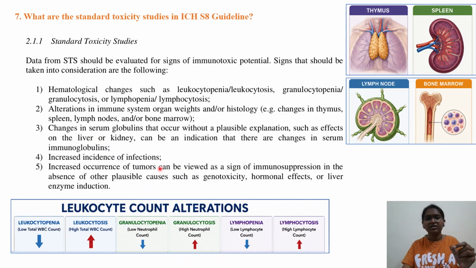Next, an increased occurrence of tumors can be viewed as a sign of immunosuppression. You are developing a new investigational drug. If it is going to suppress your immune system, what happens? Your body will be in a compromised state. As a result, you might get some additional tumors or secondary tumors for which there is no explanation.